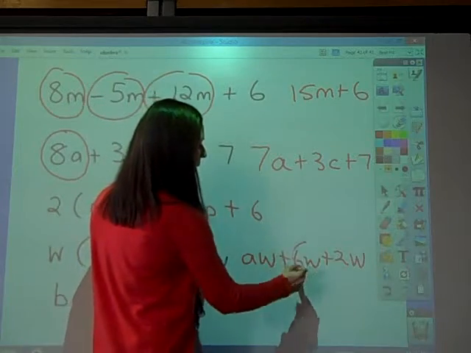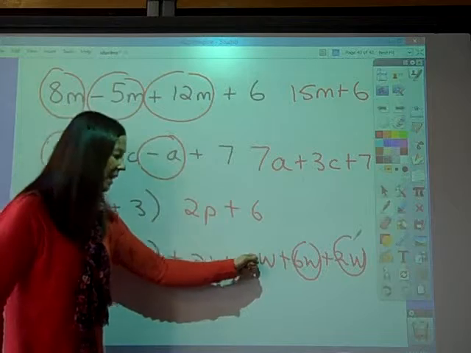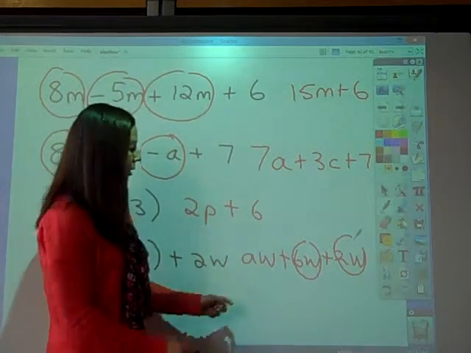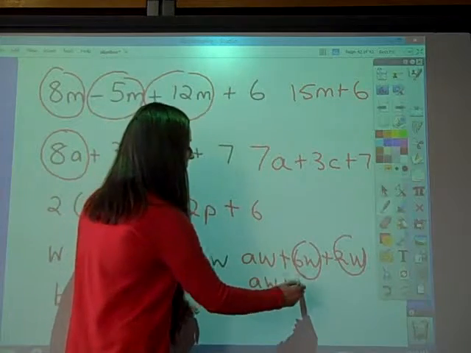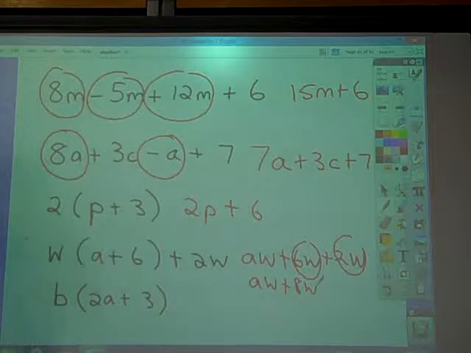6W and 2W are like terms because they both contain a W. AW is not a like term because that is an AW. That's a totally different thing. So, collect your like terms and your answer will be AW plus 8W. Bit of a mouthful, isn't it, that one? AW plus 8W is your answer to that one.